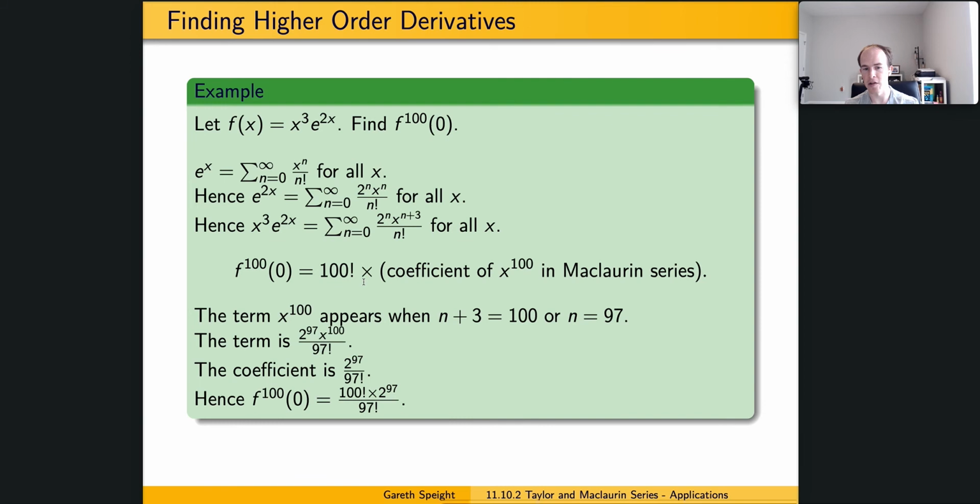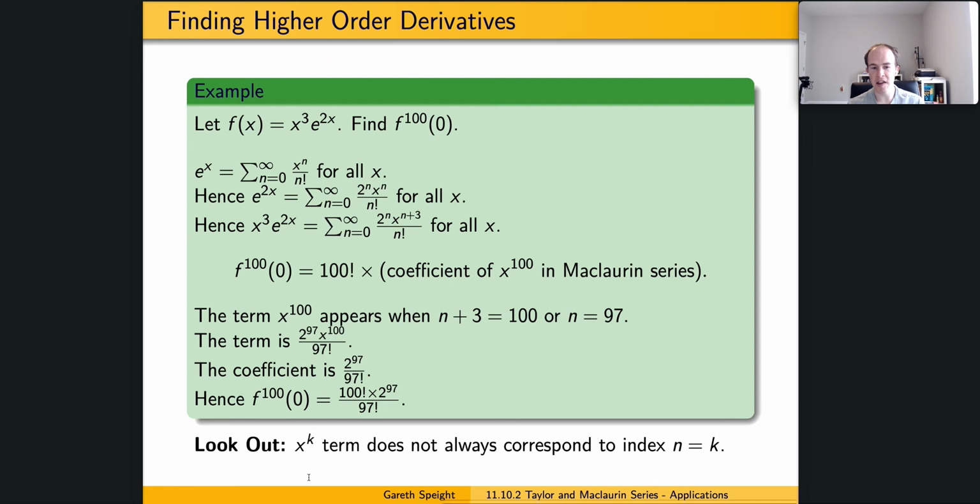So this is pretty powerful when it works. Definitely it would have been a mess to start differentiating f and try to do it by brute force. So this was really useful. Let me just say a warning one more time. The x to the k term does not always correspond to when n equals k in the sum. So here in this example, we were looking for when the x to the 100 term appears in the Maclaurin series. This does not always happen when n equals 100 in the sum. If we just plugged in n equals 100, we would have got x to the 103. So we had to solve and find n equals 97. If you don't understand this point, please do ask about it in class, because it's maybe the most common error in this type of problem.